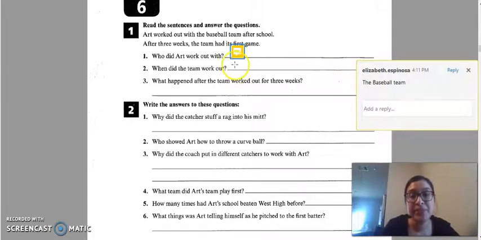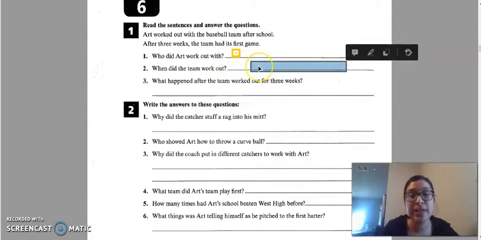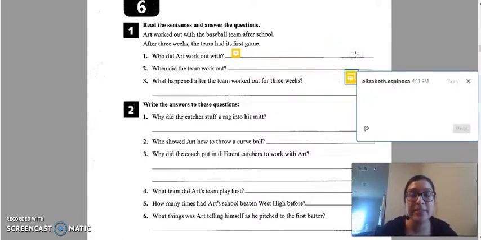Question 2. Let's see if you remember this one. When did the team work out? Look at the sentences. If you do not remember, when did the team work out? Yes, after school. So for question 2, you're going to write here, after school.